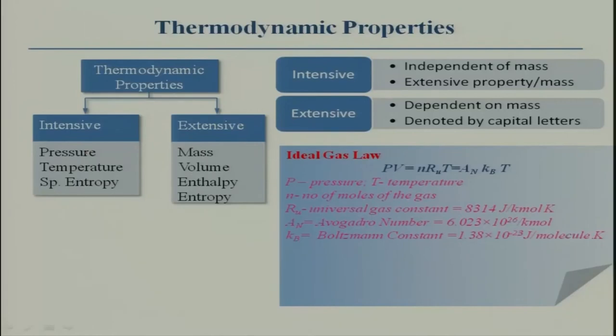P is the pressure, V is the volume, n is the number of moles, Ru is the universal gas constant, and of course, AN is the Avogadro's number, and KB is your Boltzmann constant. These values, which you are very much aware of: the Avogadro number is 6.023 × 10^26 per kilomole, and KB, the Boltzmann constant, is equal to 1.38 × 10^-23 joule per Kelvin per molecule.